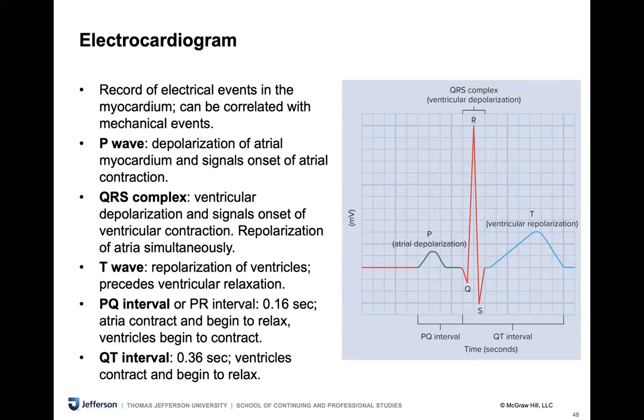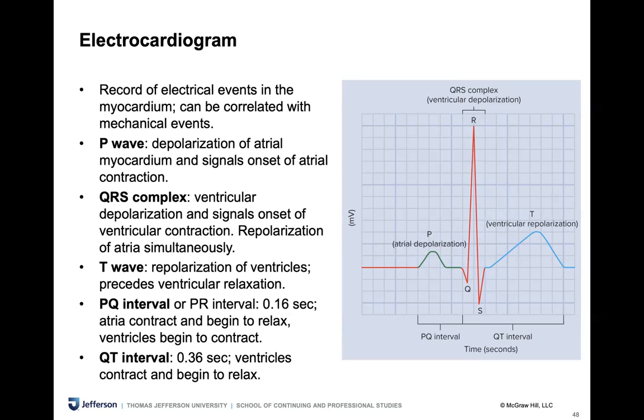During the P wave, you have depolarization of the atrium myocardium and signals onset of atrial contraction. So what's happening during the P wave is atrial depolarization, which means the atria are contracting. During the QRS complex, you have ventricular depolarization and signals onset of ventricular contraction. So during the QRS complex, you are having ventricular depolarization, which means the ventricles are contracting.